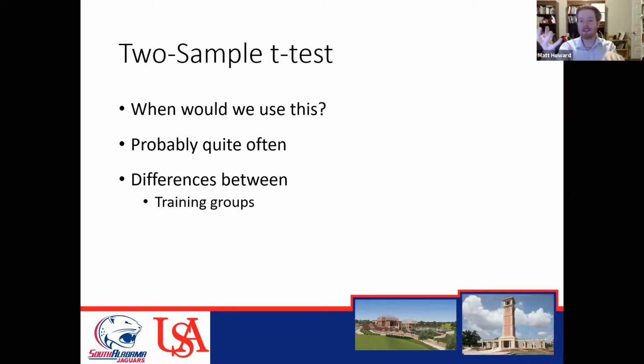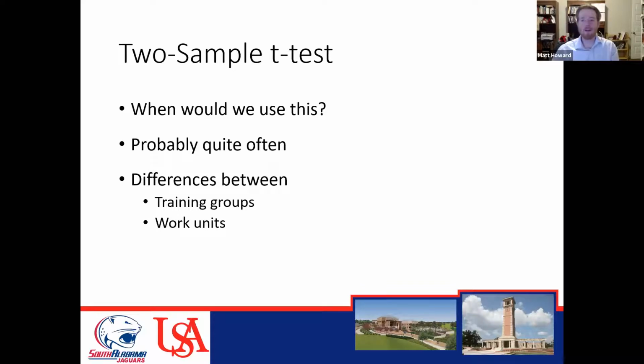However, if the more expensive one is statistically significantly better, then we should probably consider the more expensive one. Even though it's more expensive, it is indeed better. So therefore, we use two-sample t-test all the time when comparing training groups. It's also very common when you're comparing work units.